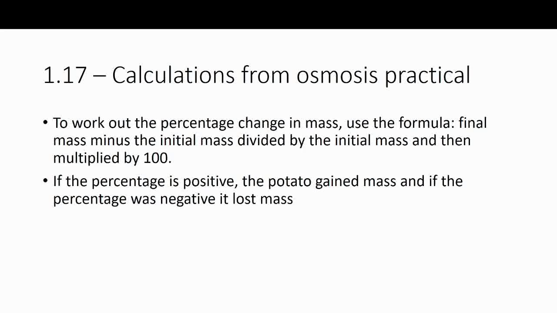1.17 looks at calculations from the osmosis practical. To work out the percentage change in mass, use the formula: final mass minus the initial mass, divided by the initial mass, and then multiplied by 100. If the percentage is positive, the potato gained mass, and if the percentage was negative, it lost mass.